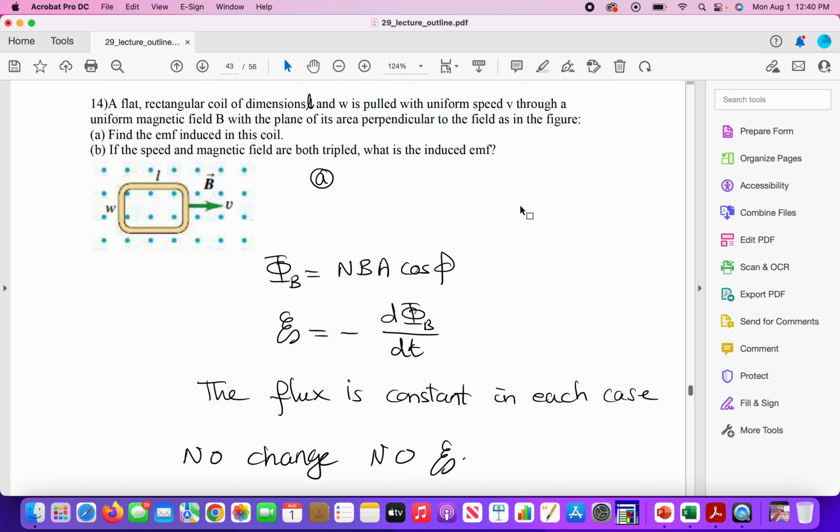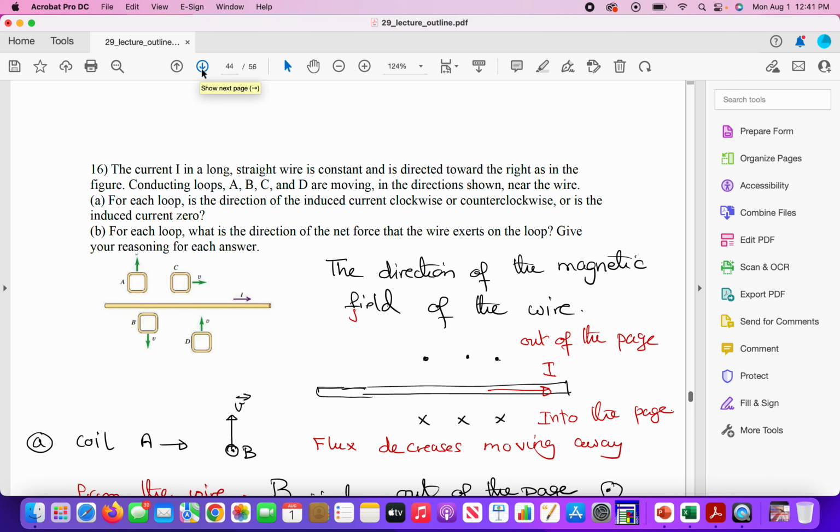Now the flux is N times B A cosine phi, and the EMF is going to be negative delta phi of B divided by delta t. The flux is constant in each case, so no change, no EMF, even if the magnetic field is tripled. If the flux is constant, then there is no change in the flux, and we are going to have 0 EMF.